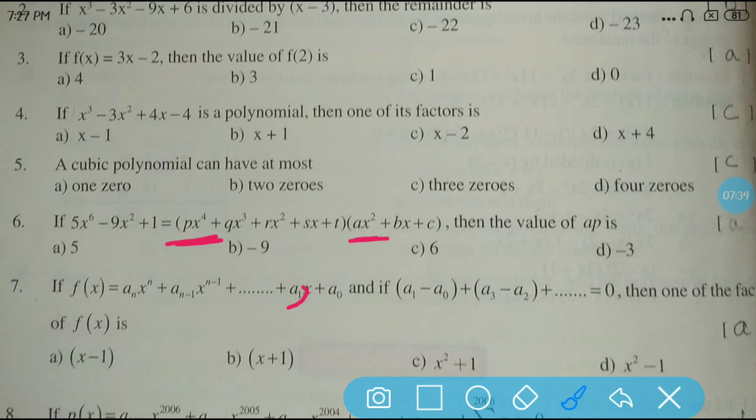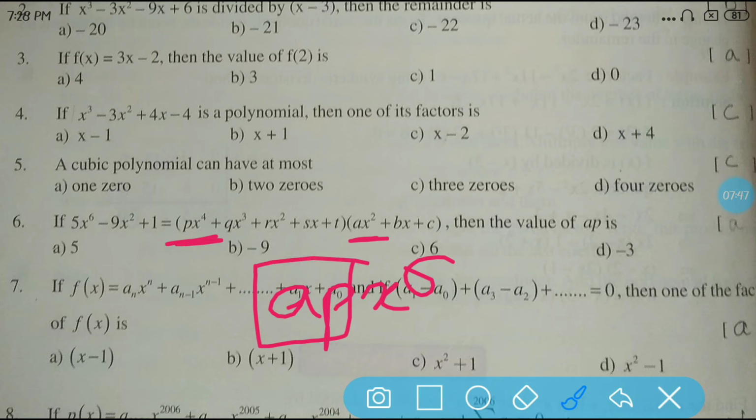So when you multiply px into ax, you will get apx, and 4 plus 2, 6. So apx power 6. So remaining terms not at all required, I'm saying. So now we have to find this ap, okay. So a into p, here you are able to see, right, this 5x. So obviously it will be 5 only there, because both are equal. So ap will be 5, that's it. So option A, okay.